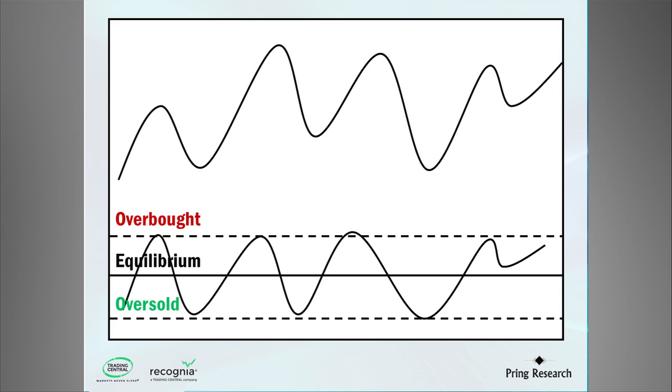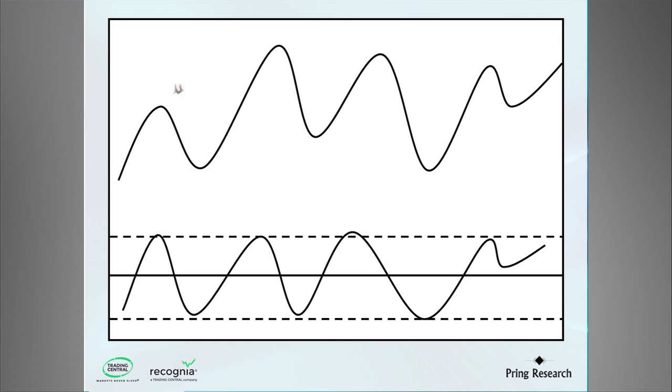When an oscillator reaches an overbought or oversold extreme, the probabilities favor but by no means guarantee a reversal. An overbought reading is a time to be thinking about selling, and an oversold one warns that the current technical position may warrant a purchase.